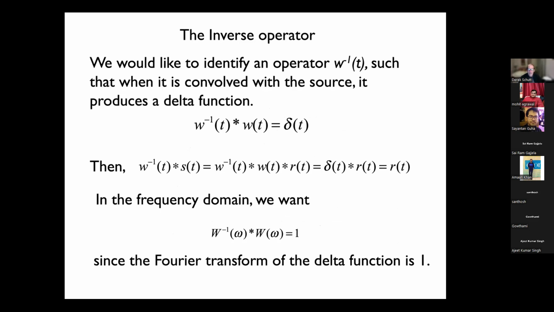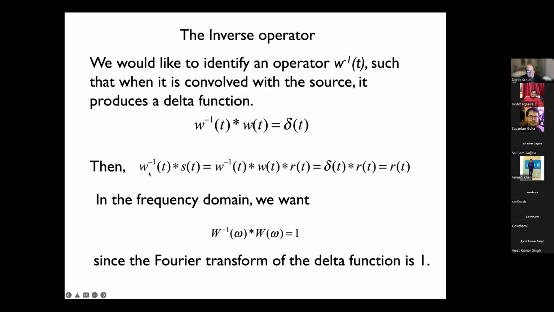To deconvolve a signal, we want to identify an operator w^-1(t) such that when it's convolved with the source, it produces a delta function. So w^-1(t) convolved with w(t) equals a Dirac delta function, which is an infinite spike with 0 width, but we can just think of it as a spike.